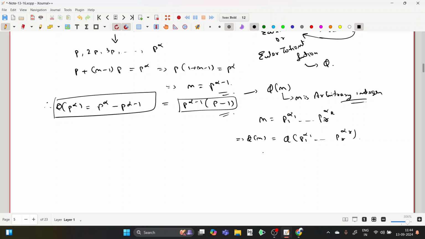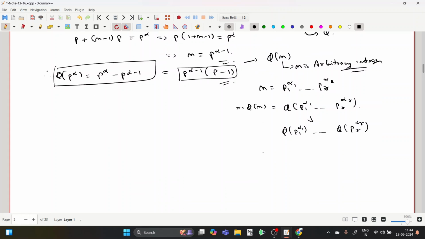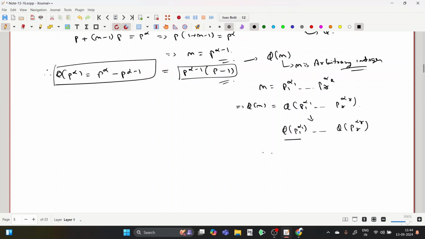If in some way I can write this as phi of p1 to the power alpha 1 till phi of pr to the power alpha r, then I'll surely get a formula for n, for an arbitrary integer, because this will come out to be p1 to the power alpha 1 minus 1 times p1 minus 1, and the product you will have till pr to the power alpha r minus 1 times pr minus 1.